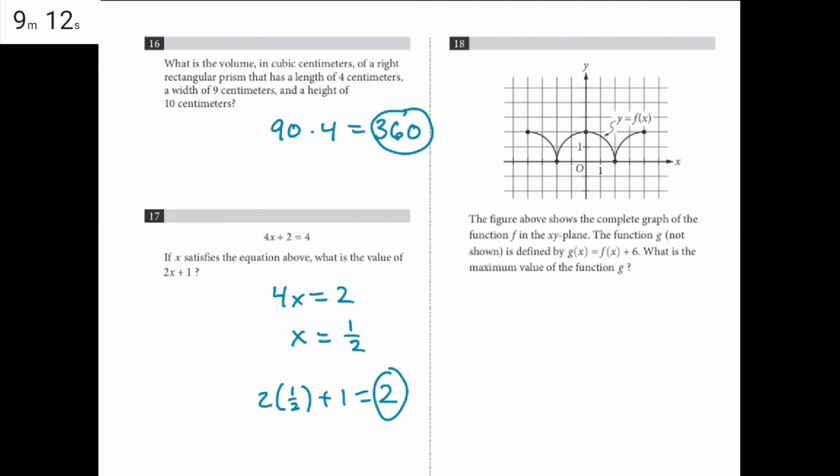18. The figure above shows the complete graph of the function f in the xy plane. The function g, not shown, is defined by g of x equals f of x plus 6. What is the maximum value of the function g? So g is just this same function shifted up by 6 units. The maximum of f is 2. So if we add 6 to that, that would give us 8. So the maximum value of the function g is 8.